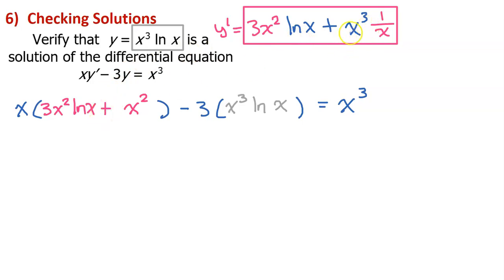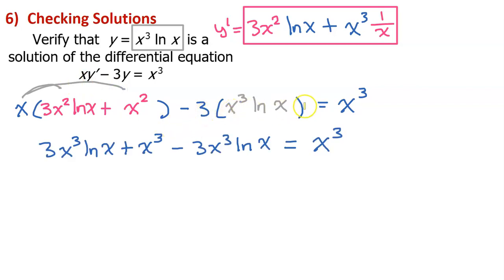The only change I made is that x to the third power times 1 over x simplifies to x squared. The x in the denominator cancels out one of the x's. Let's go ahead and do the distributive property with this x. And these parentheses are no longer needed. I'm noticing that the first term, 3x to the third power natural log x, is the exact opposite of the third term, negative 3x to the third power natural log x. So these will cancel each other out, and we are left with x to the third power equals x to the third power. So it checks out.